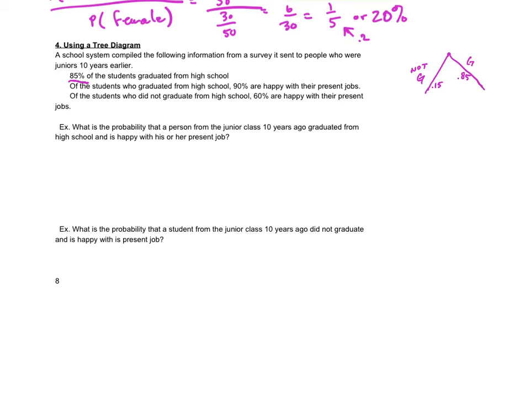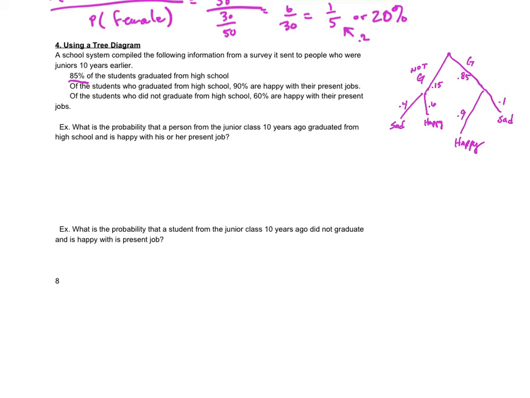Then of the students who graduated, okay, we have another chain here, from high school, 90% of them are happy with their present jobs. Okay, so we know then that this one is going to be happy, and this one's going to be sad. And we know that 0.9 is happy, and we know that 0.1 is sad. And then if the students did not graduate from high school, 60% are happy with their present jobs. Okay, for those people who didn't graduate, we know that 0.6 are happy, and we know that we have some sad people out there, and that's going to be 0.4 of the people.